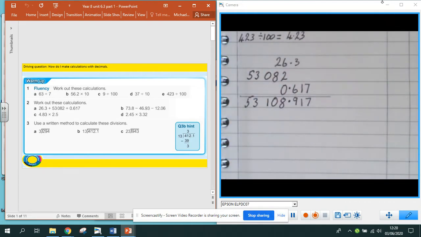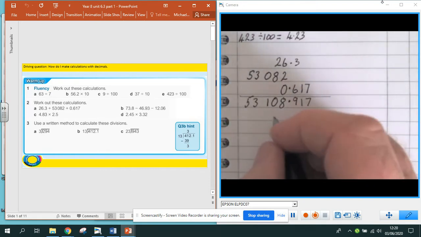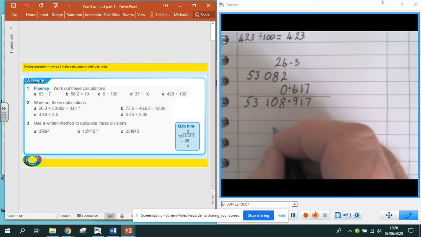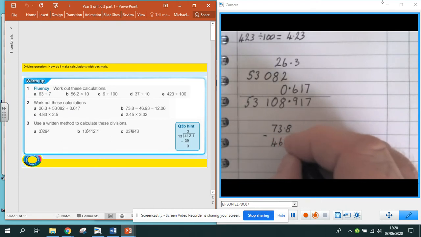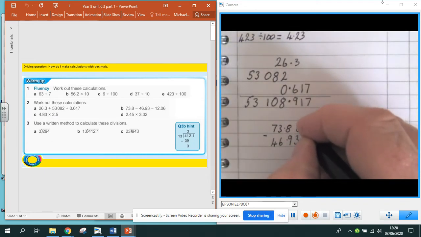So, moving on, we've now got a subtraction. And subtraction's very difficult to do with take away then take away. So I'm actually going to do this as two separate subtractions. My first one, 73.8, take away 46.93. In order to help me, just to remind me, I'm going to put a 0 there.